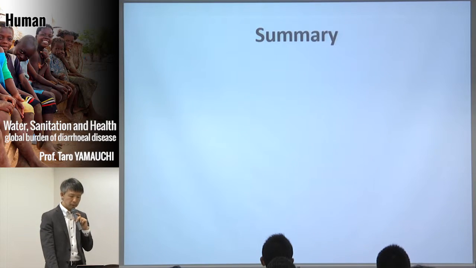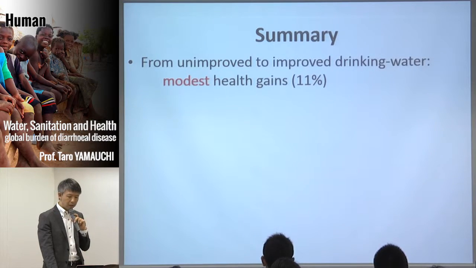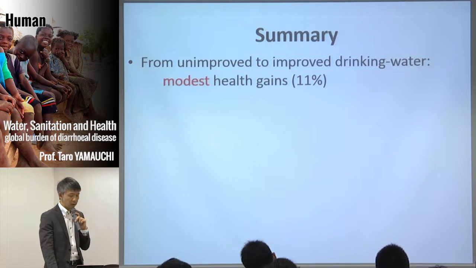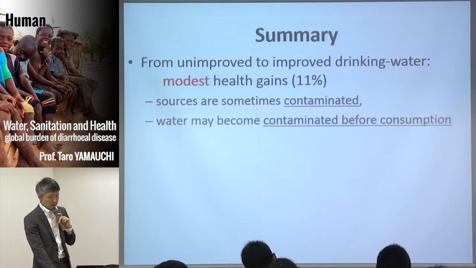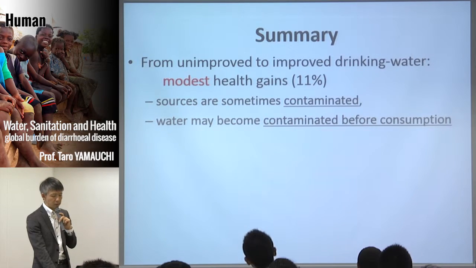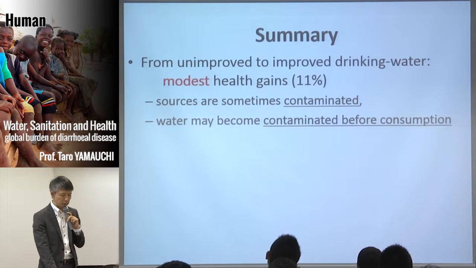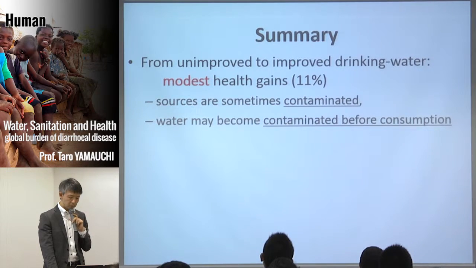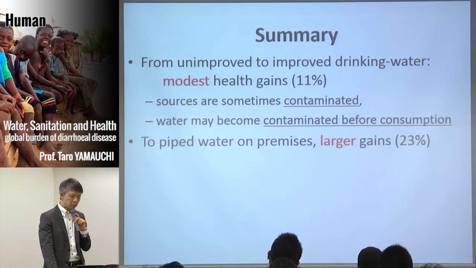I'd like to summarize the drinking water risk. Shifting from unimproved to improved point sources of drinking water yields only modest health gains, 11%. This is because these sources are sometimes contaminated, or because water may become substantially contaminated before consumption, for example, during transport, handling, or household storage. Somewhat larger health gain can be gained by shifting to piped water on premises, 23%.